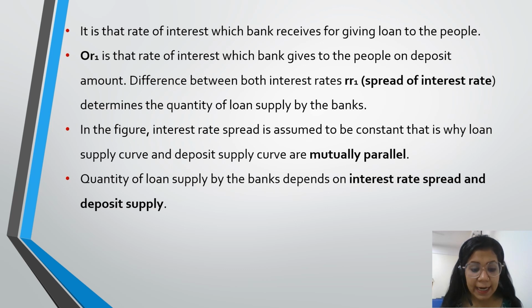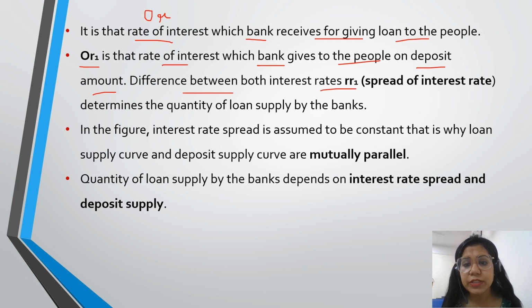So which rate of interest are we talking about? We are talking about the OR rate of interest, where demand for loans and supply of loans is equal. It is the rate of interest which banks receive for giving loans to the people. As I said, OR1 is the rate of interest which banks give to the people on deposit amount. So the difference between both interest rates, RR1, is the spread of the interest rate, which determines the quantity. We had seen the quantity was M, the quantity of loan supply by the banks.